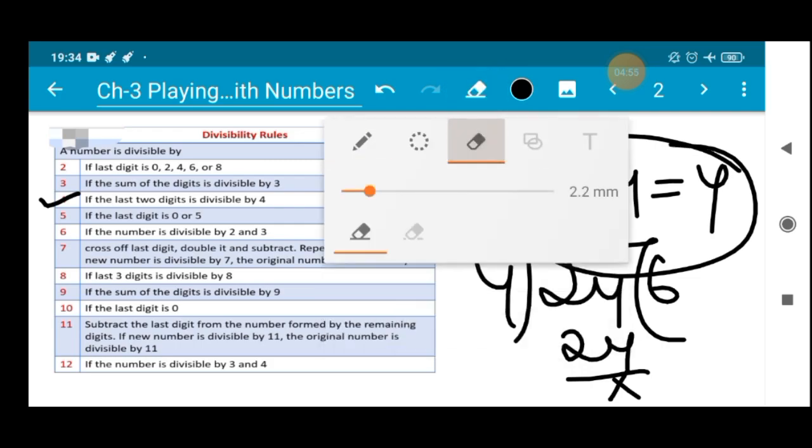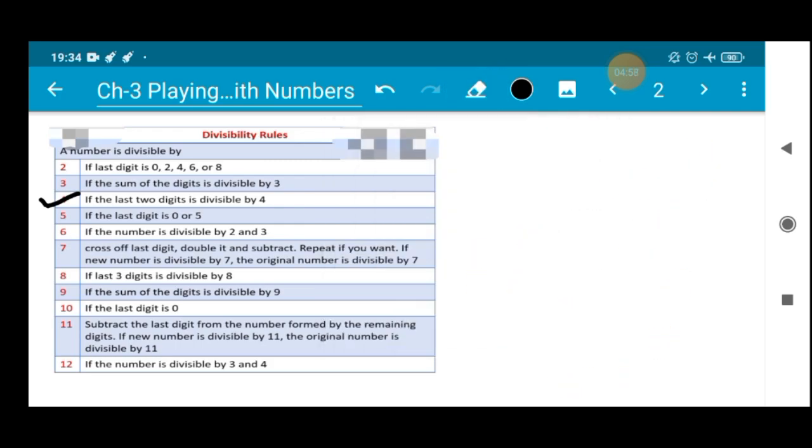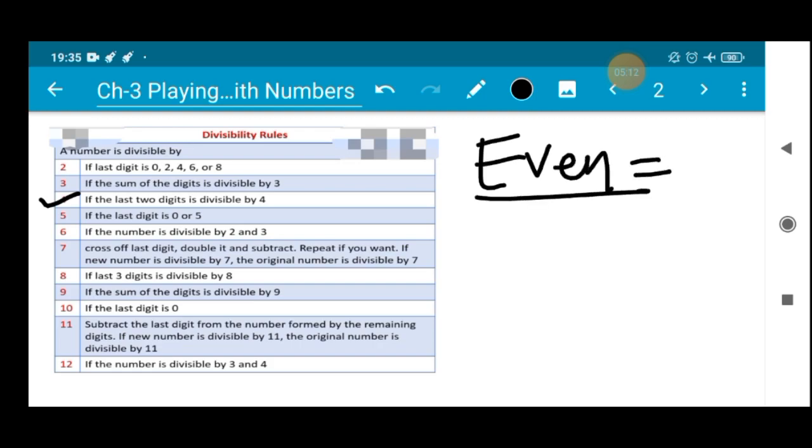Okay, so I hope you have understood for 2, 3 and 4. What was the basic idea for 2? When any number is given and you have to check whether it is divisible by 2 or not, you have to see whether its unit position is even or odd. If it is even, then it will be divisible by 2.